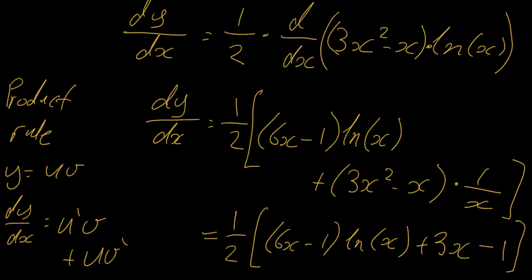I mean, you can take the 6x minus 1 inside the logarithm bracket here if you really wanted to, similar to what we did before, except just the reverse process. But this is completely optional.